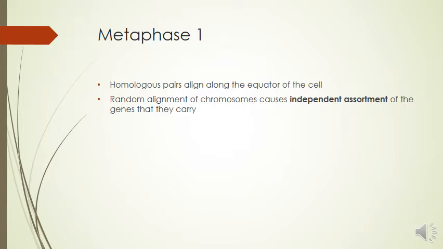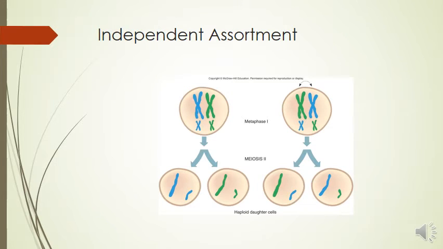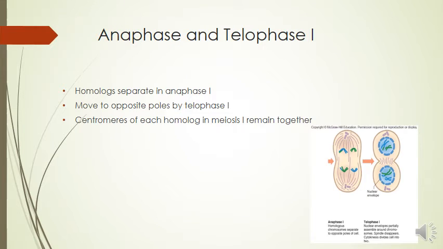So now we go into metaphase number 1. In metaphase number 1, the homologous pairs align along the equator of the cell. We have random alignment of the chromosomes, which causes independent assortment of the genes that they carry. And what is independent assortment? It means that the fate of a gene on one chromosome is not influenced by a gene on a different chromosome. So now we have anaphase and telophase 1.